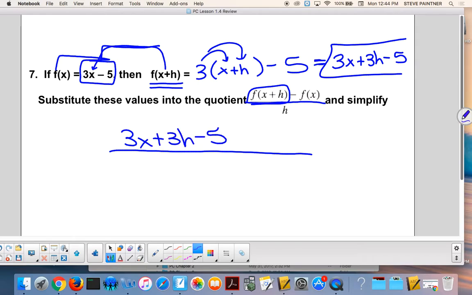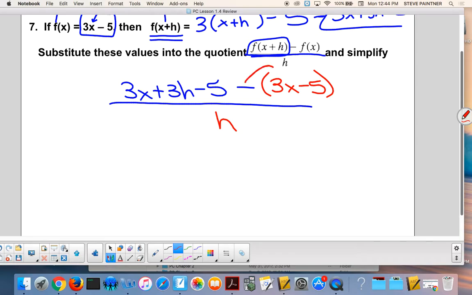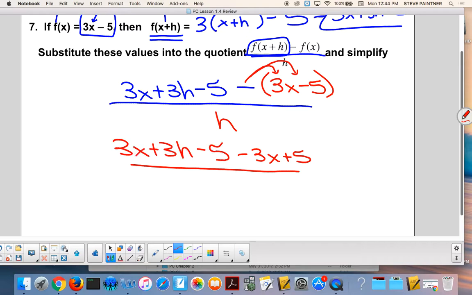And then it says to subtract. What are we subtracting? 3x minus 5. Okay, but that's a binomial, negative 3x plus 5. And because it's a binomial, you're going to subtract. Well, what are you subtracting? You're subtracting that whole thing, right? So you're going to have to run the negative through, divided by h. All right. So run it through and you end up with negative 3x, positive 5. And in the front you have 3x plus 3h minus 5 over h.